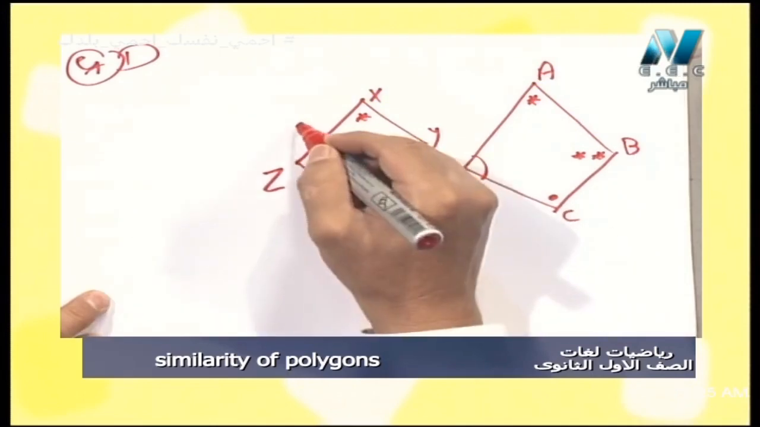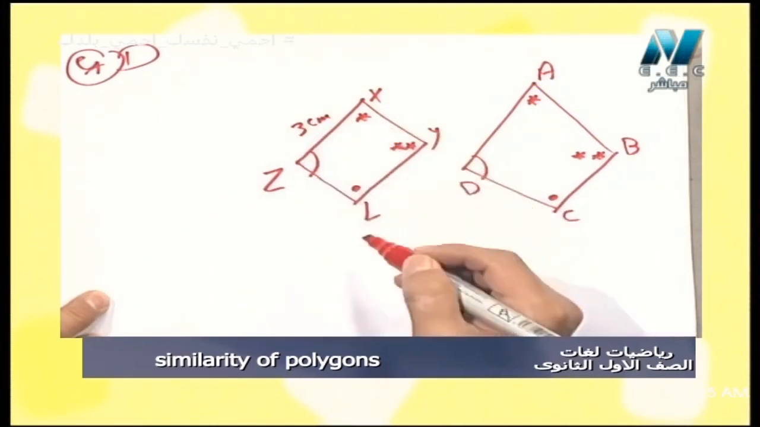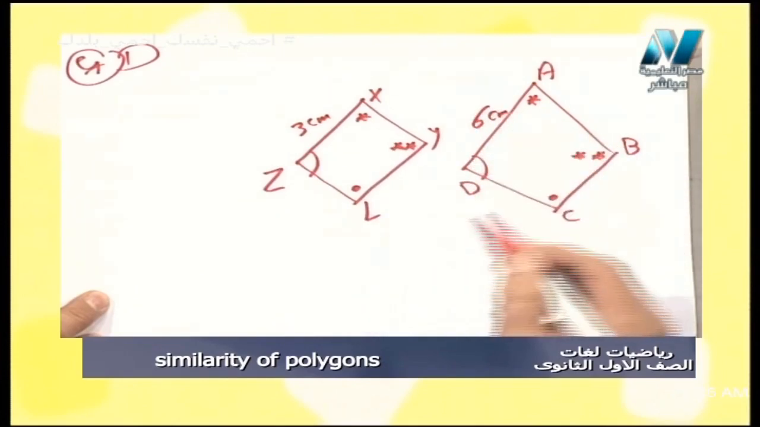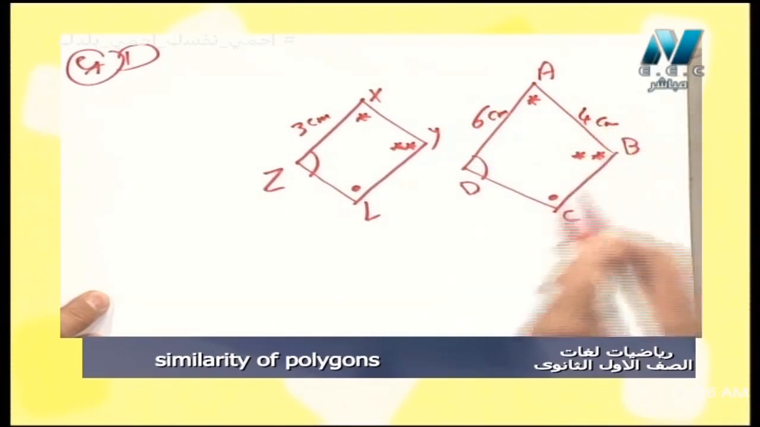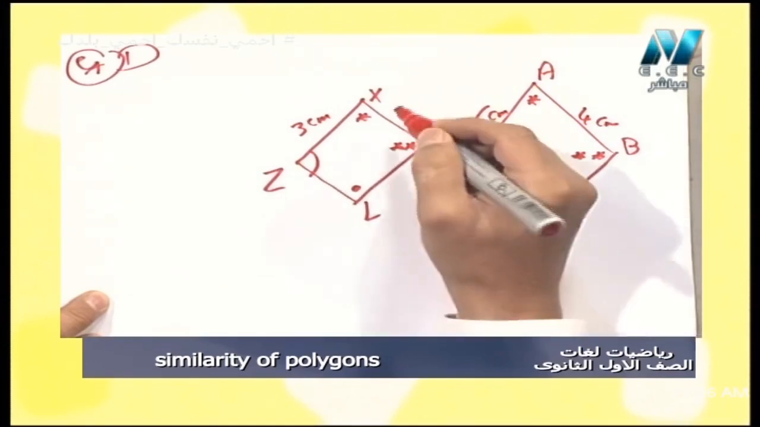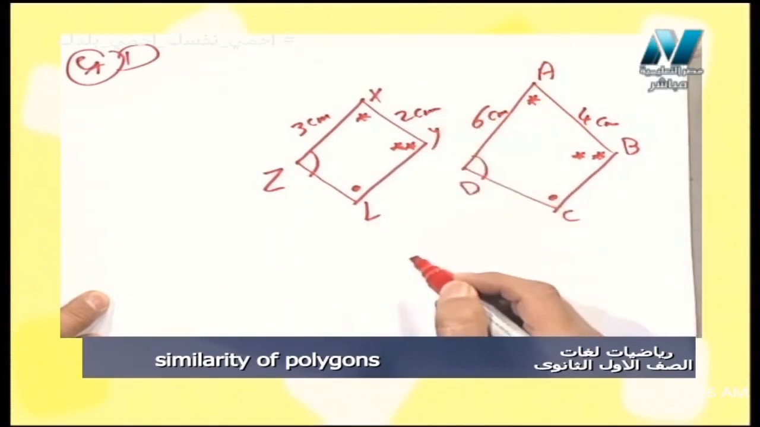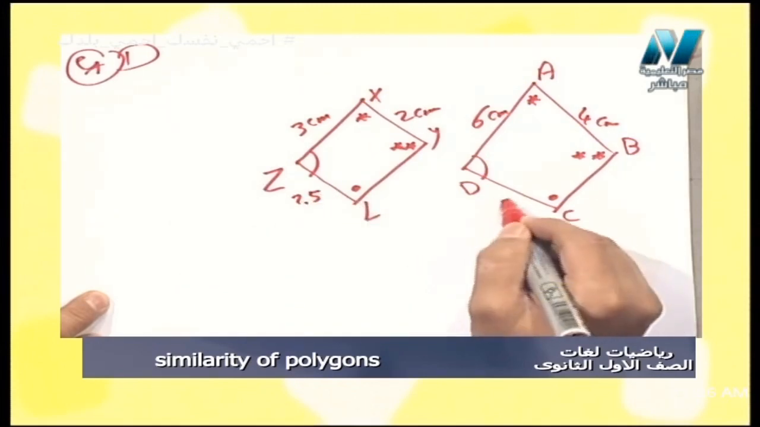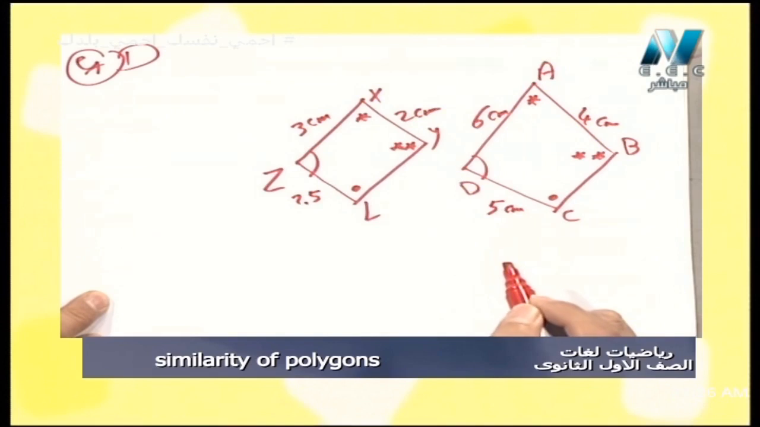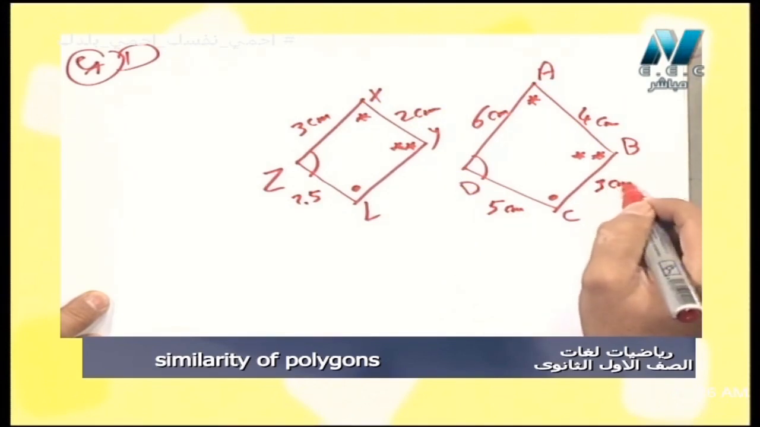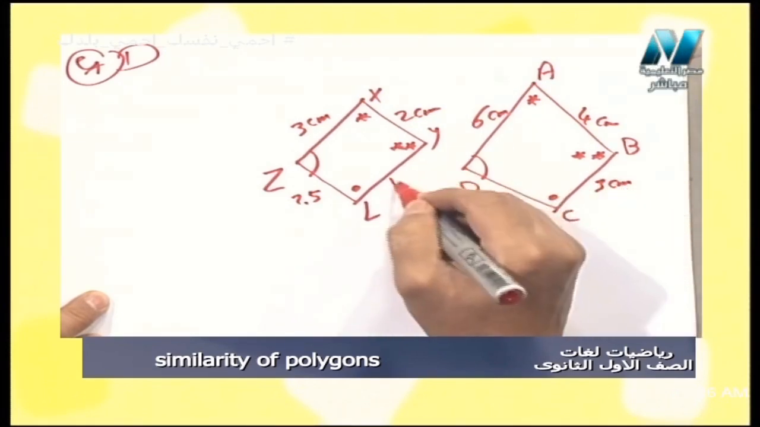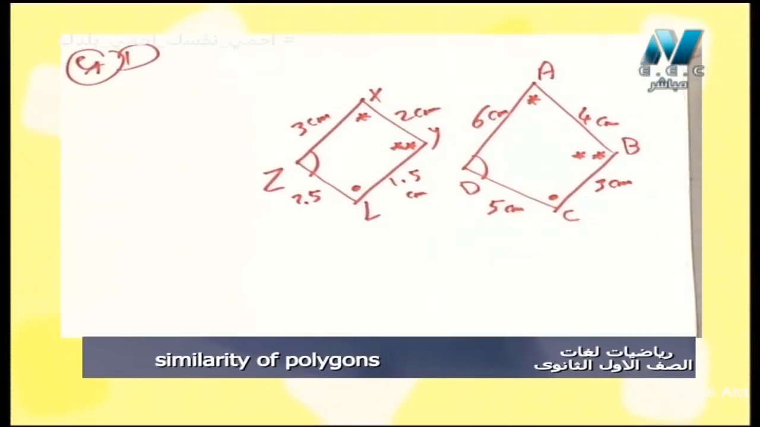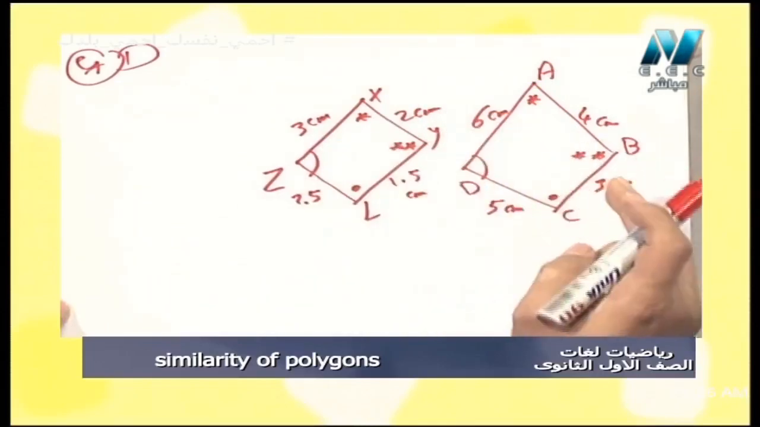And we have as example 3 centimeters for XZ, 6 centimeters for AD, 4 centimeters for AB, and 2 centimeters for XY, 2.5 here for ZL, and 5 centimeters here for DC. Finally, 3 centimeters here and 1.5 here. So about the scale, don't worry about it, just look at the numbers.